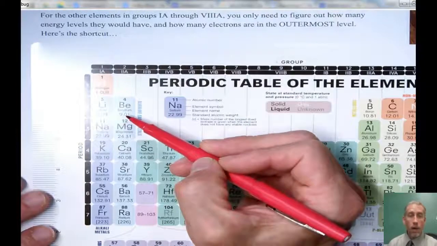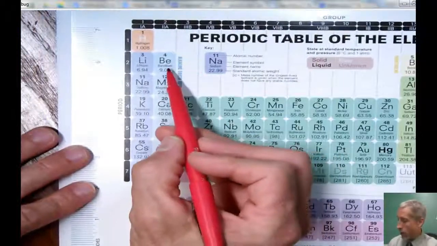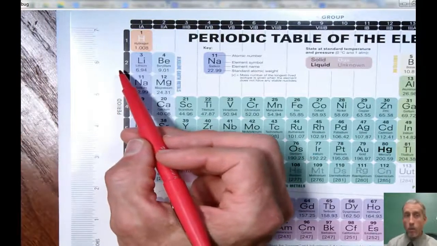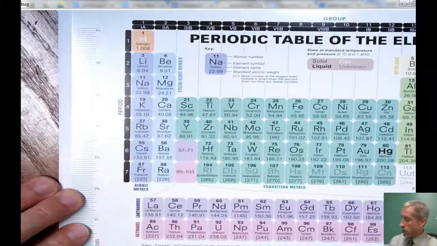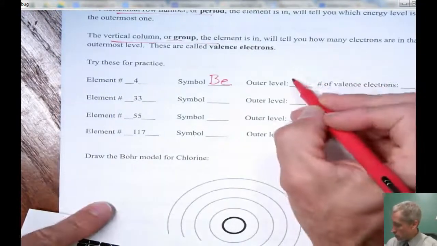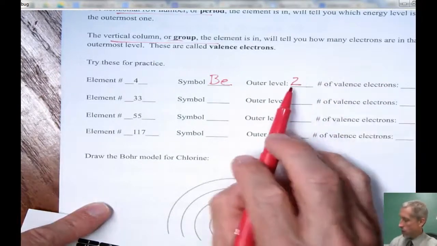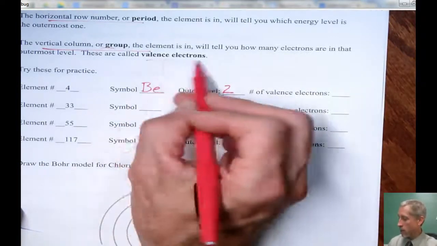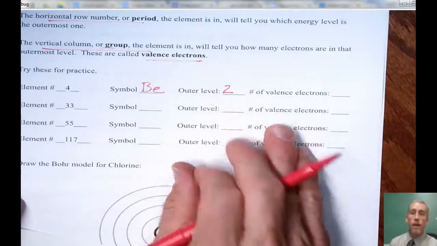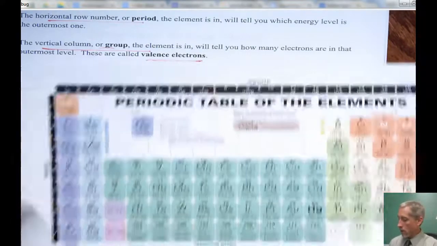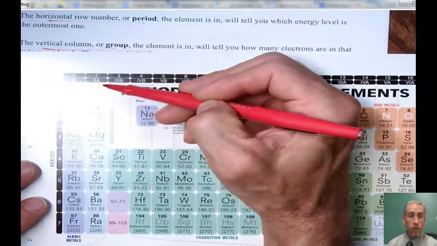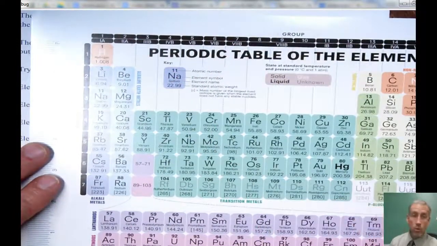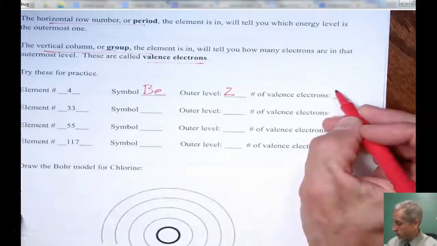So to find out which is the outer one, you're going to go straight across to find out what row number it's in. Horizontal row 2. Now be careful, when I say row, I'm talking about the horizontal row. So that means the outer energy level is level 2. And how many valence electrons? Now valence electrons, I referred to it up here, those are the ones in the outermost energy level. So now we go up to the top of the column, and you see how it's in group 2A. That means it has 2 outer electrons, or 2 valence electrons.